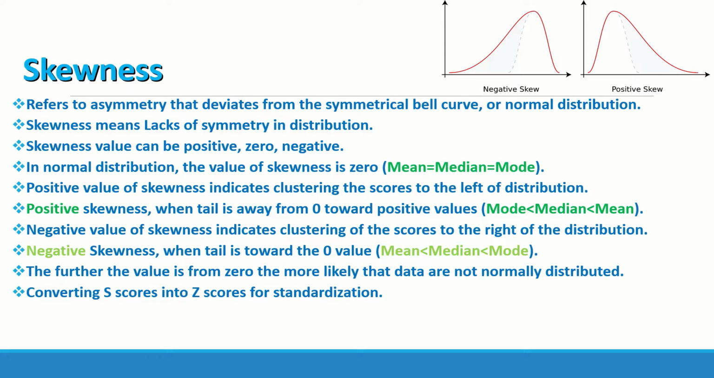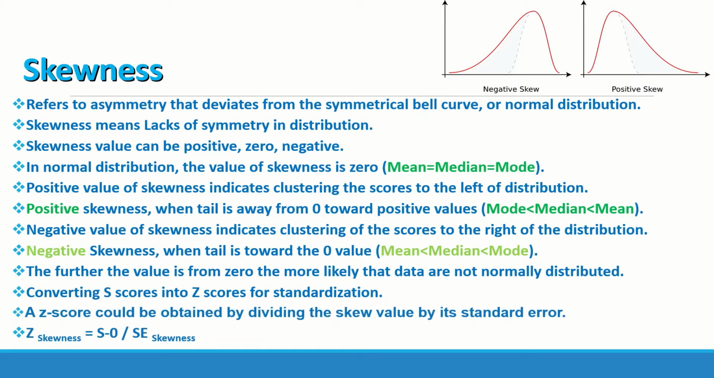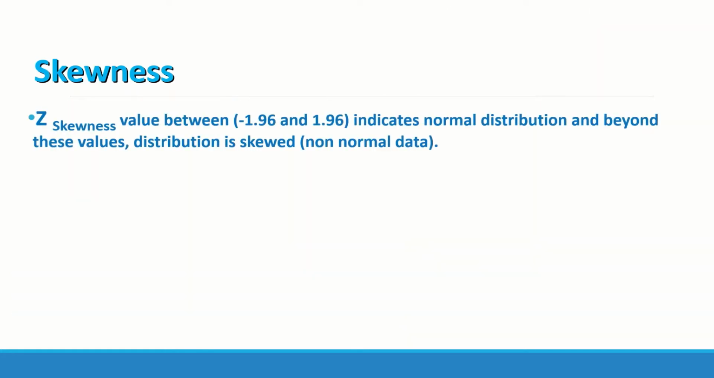It is really convenient to convert the skewness scores into Z-scores for standardization using the formula given below, as the Z-score could be obtained by dividing the skew value by its standard error. Now, a Z skewness value between minus 1.96 and positive 1.96 indicates normal distribution, and beyond this value the distribution is not normal, it is skewed.